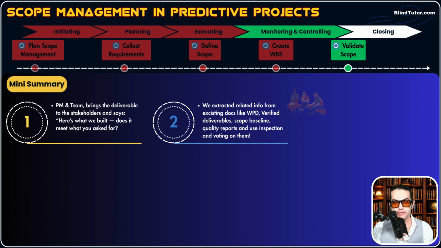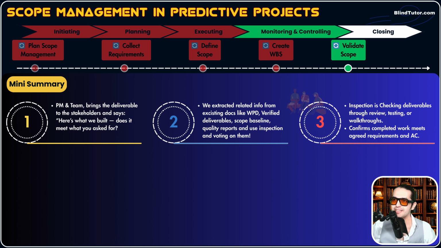Inspection was very, very important, guys. What's inspection? Inspection is checking deliverables through reviews, testings, or walkthroughs, okay? You actually touch and see that deliverable to confirm if it meets your expectations or not. By you, I mean the customer, okay? Inspection confirms completed work meets agreed requirements and acceptance criteria.